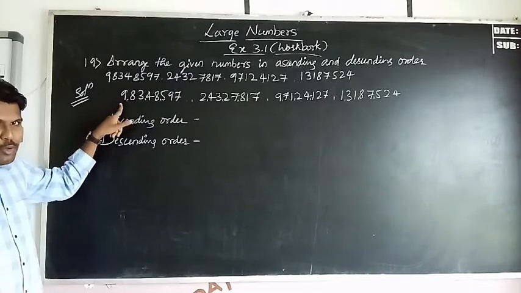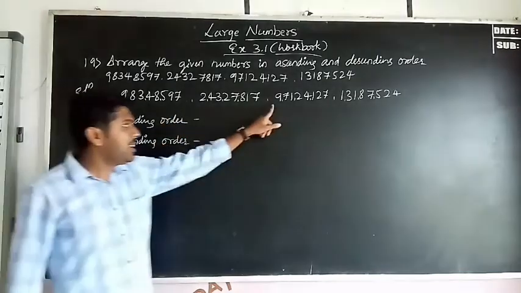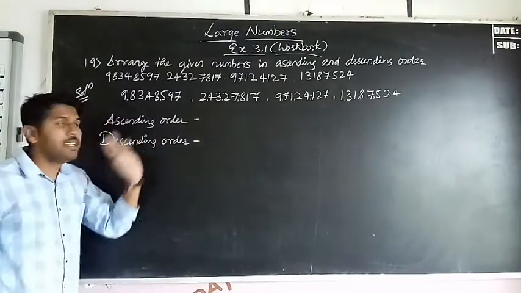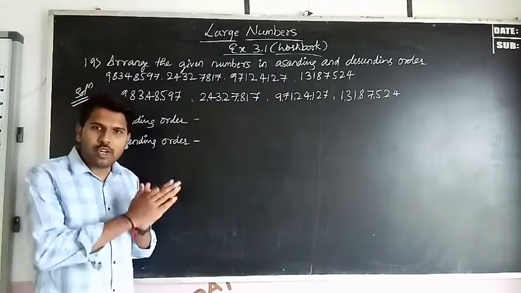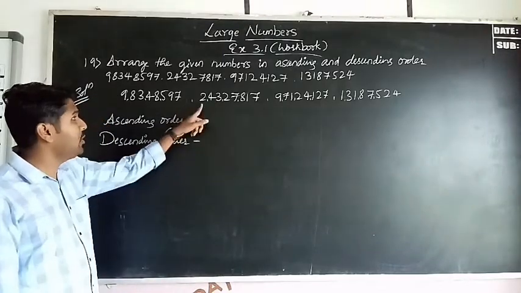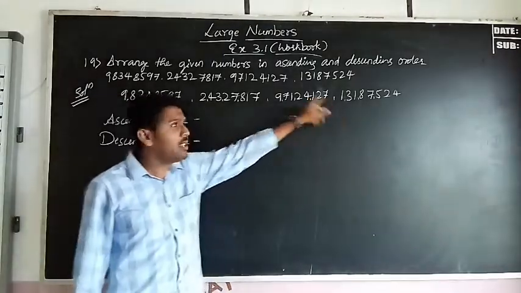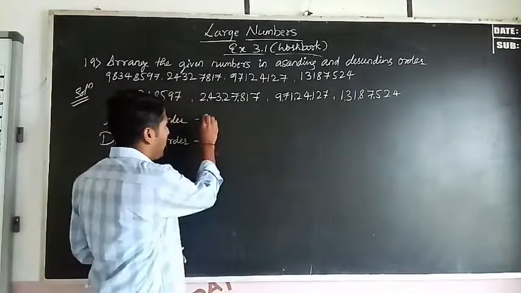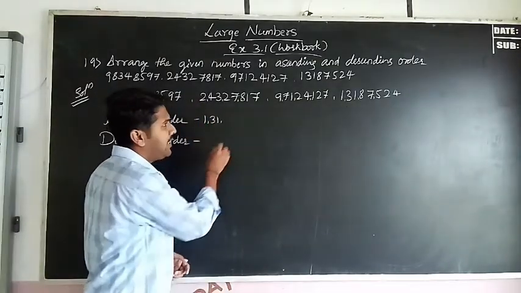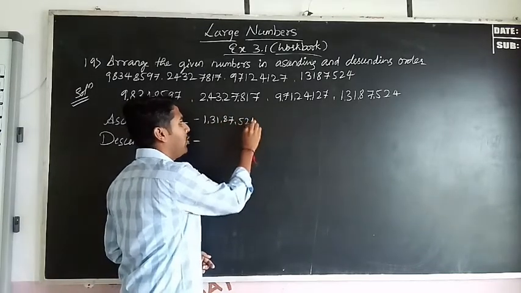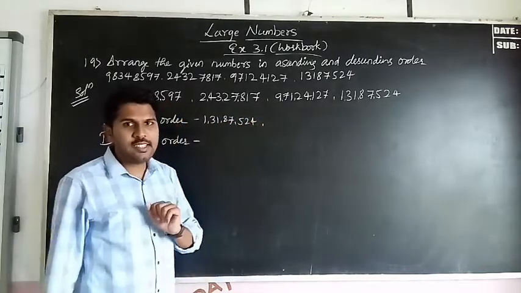So first check the crore place. Here 9 is there in the crore place. Here 2 is there. Here also 9 is there. Here 1 is there. But first we have to write ascending order. Ascending order means smallest to largest. So first we have to write the smallest. Here 1 is smaller than 2 and 9. So the first number is this: 1 crore 31 lakh 87,524. So this is the first smallest number.